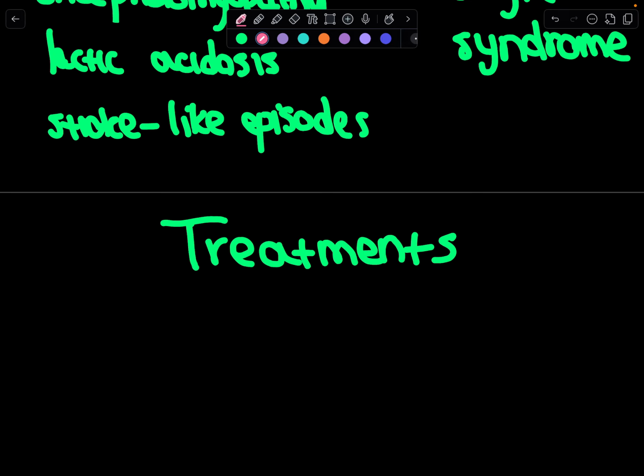I want to talk a bit about treatments now. Tell us about diagnosis, about prognosis. What's the difference between prognosis and diagnosis? Diagnosis of mitochondrial diseases involves genetic testing for mtDNA. Keep going.